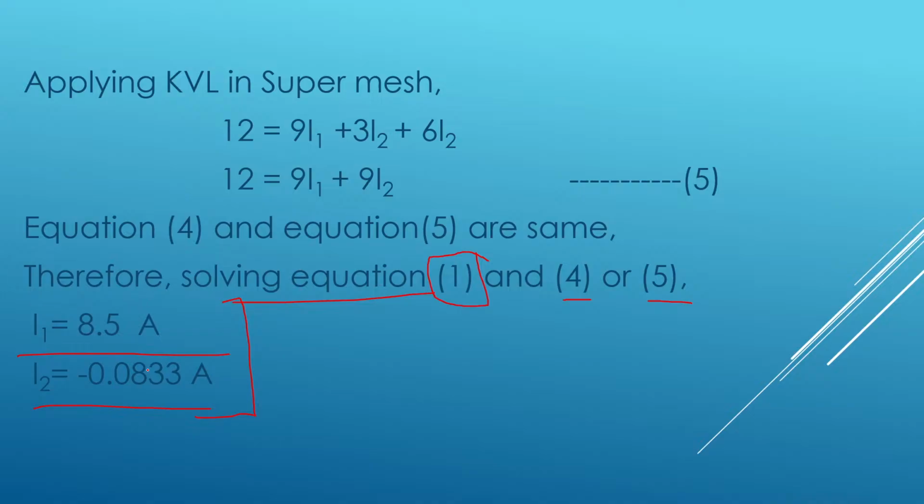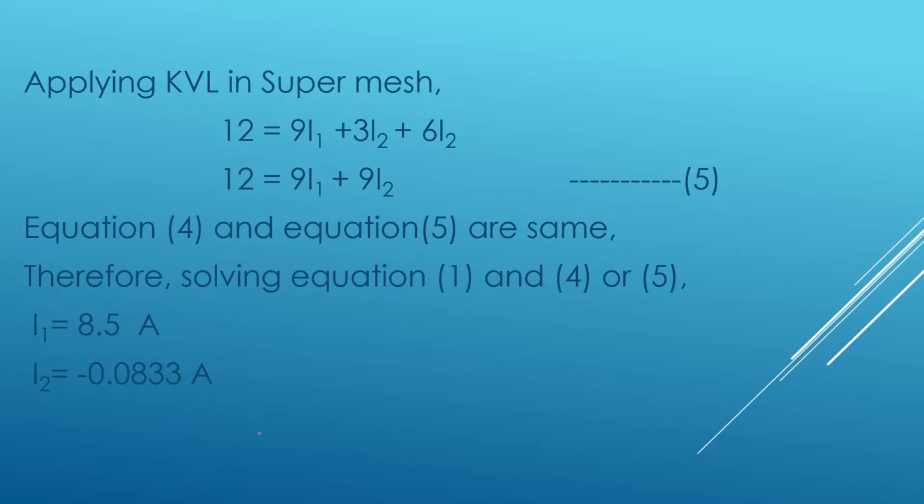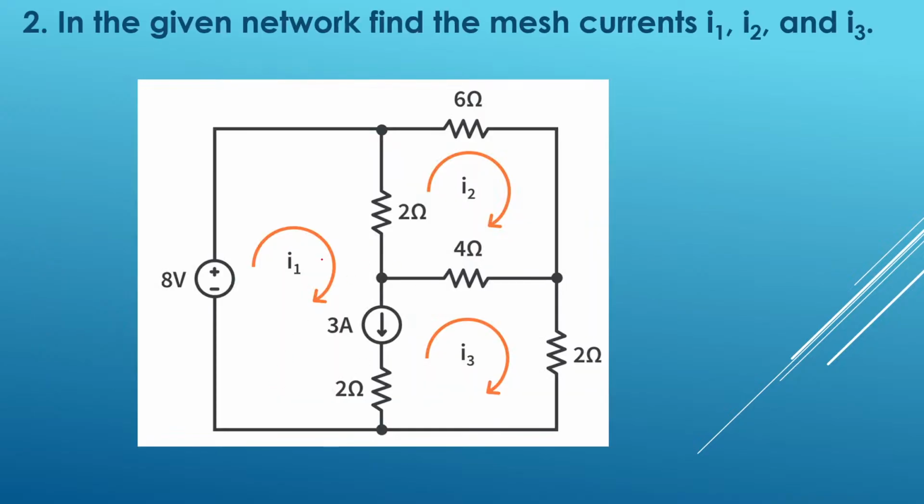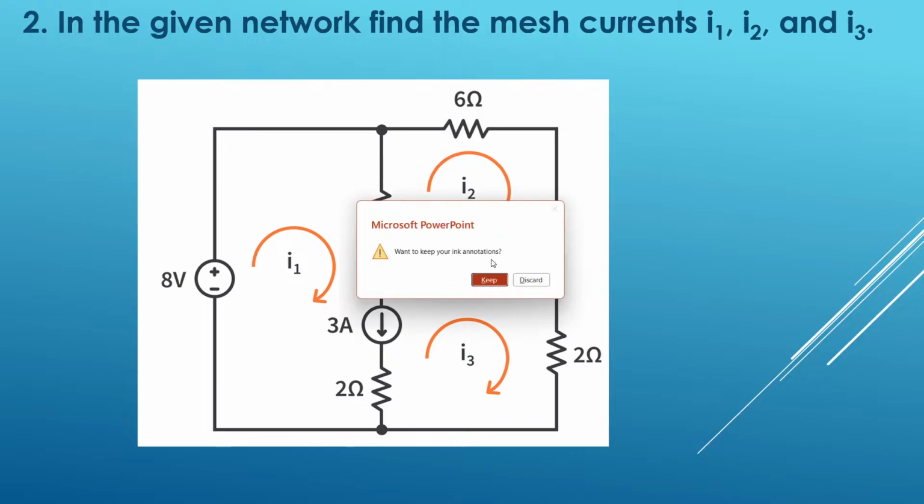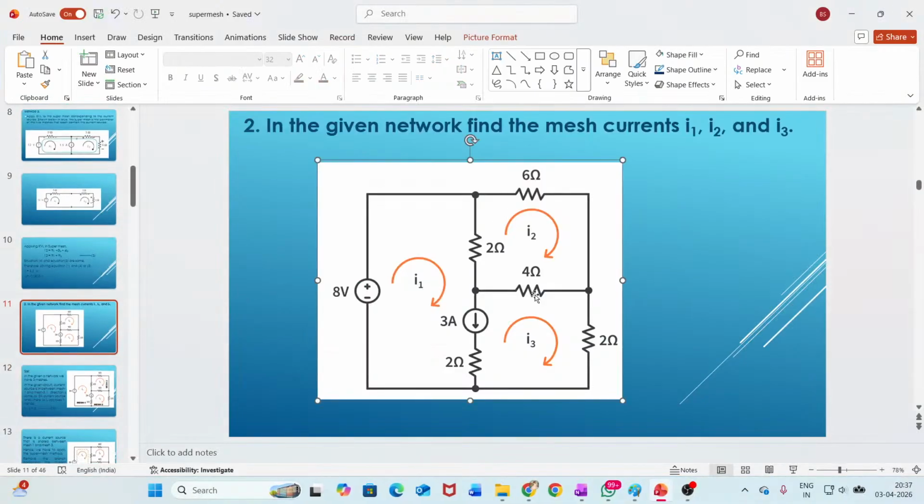If you have a scientific calculator, you can go to equation mode, substitute the coefficients of I1 and I2, and you will get the I1 and I2 values. Okay, so let us go to another numerical problem. Here I have already written the mesh currents, and I will remove those.